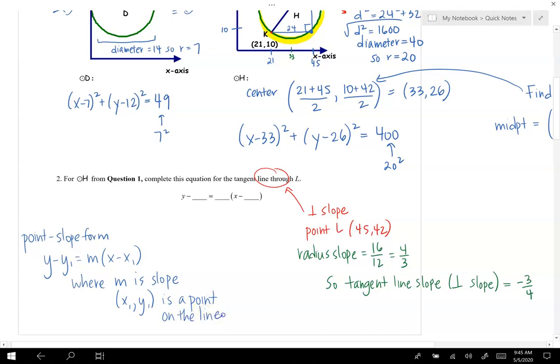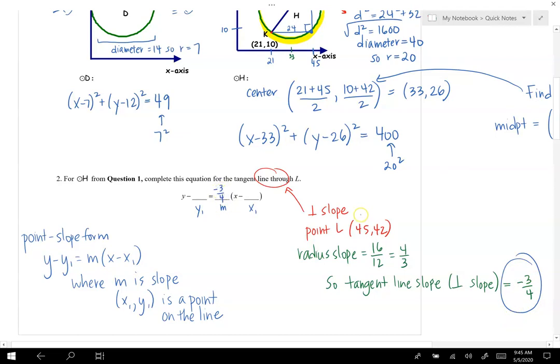Hopefully you're starting to see this is some algebra review that your teachers are going to expect you to know for next year. So we're going to look back at our information. This is our y1, this is our slope, this is our x1. Well, I have my slope here. That's easy. So negative 3/4.